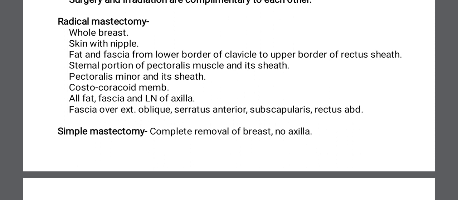and during the operation you have to take efforts to preserve some structures like the axillary vein, the cephalic vein and the long thoracic nerve of Bell, that is the nerve to serratus anterior muscle. These structures should be preserved. So this is the radical mastectomy. Then in simple mastectomy, there is complete removal of breast, but the axilla is left undisturbed except the region of axillary tail, which usually has attached to it a few nodes low in the anterior group.